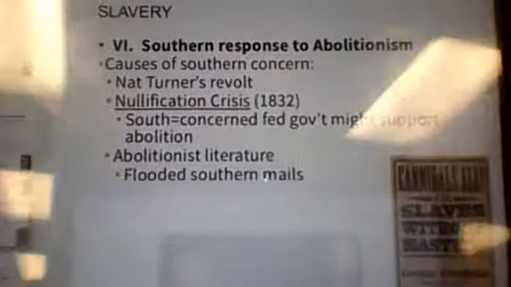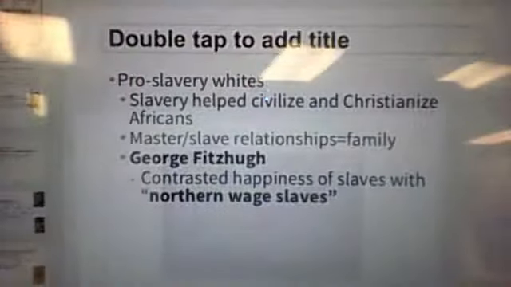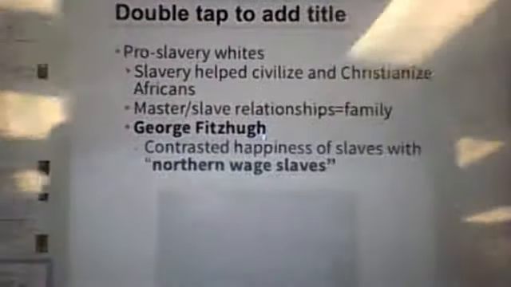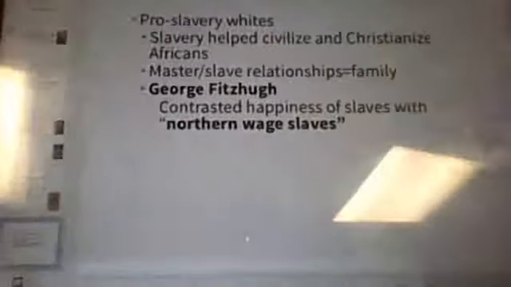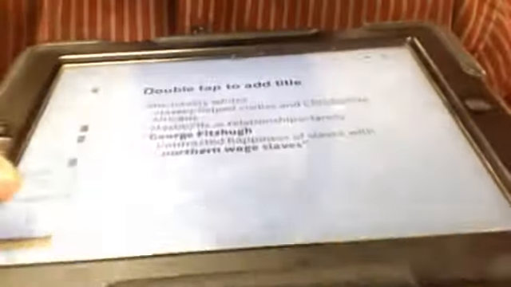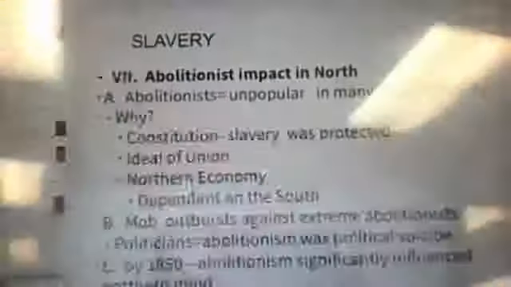You need to know about what the pro-slavery whites said, things about how the master-slave relationship was like family, and that at least slaves were cared for their entire lives, not like the wage slaves in the North.